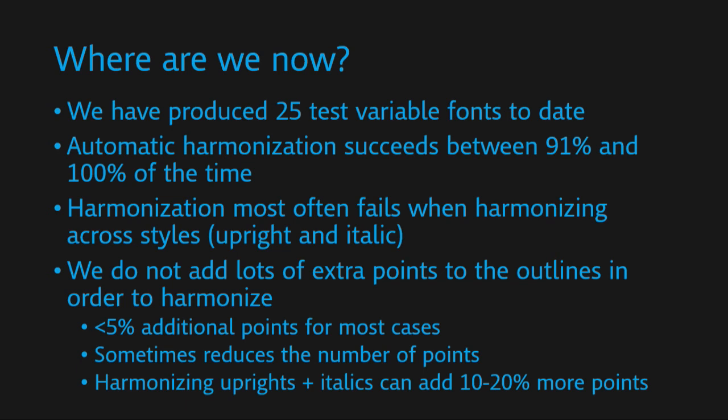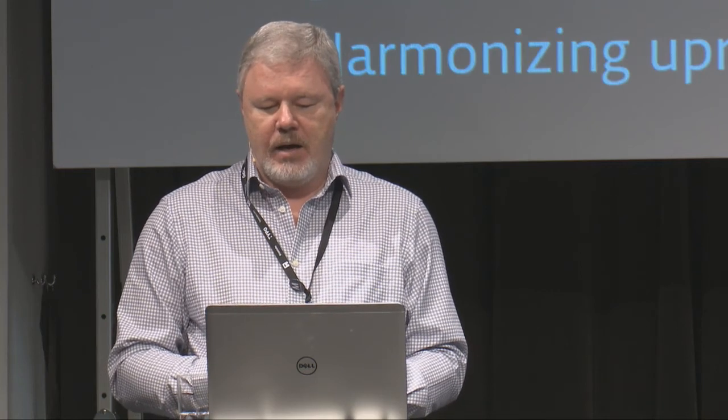So we don't add a lot of points. Typically, for most font families, we're adding less than 5% additional points, so that's good. The variable font isn't going to have a lot more points in it. Sometimes we even reduce the number of points because the reflowing process happens to find a set of control points that were less than the original. If you're going to harmonize uprights and italics in the same set, then that can add 10 to 20% more. That's another reason not to do that, okay?